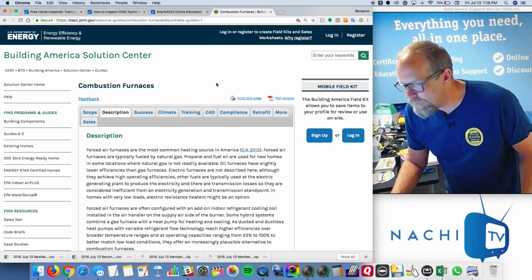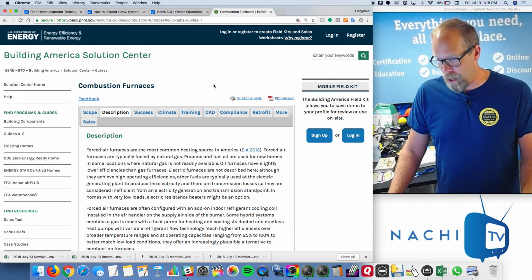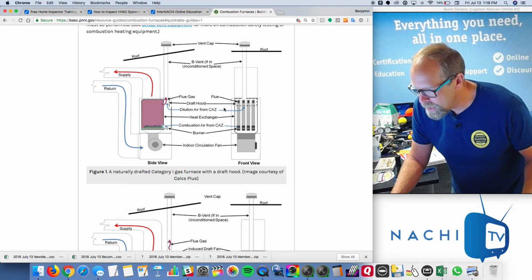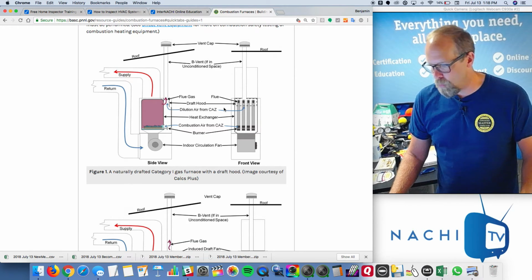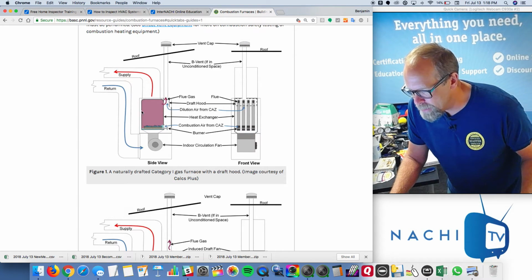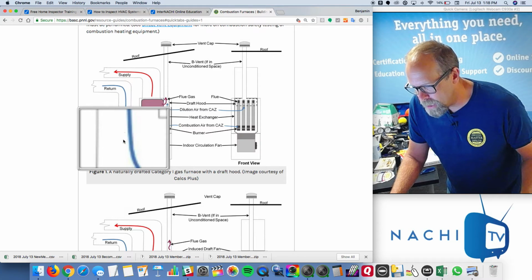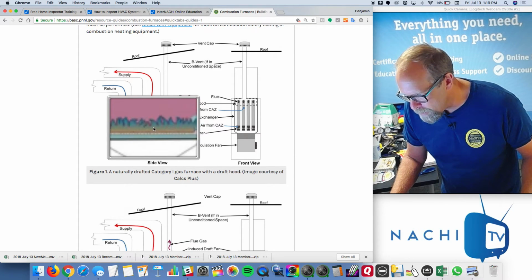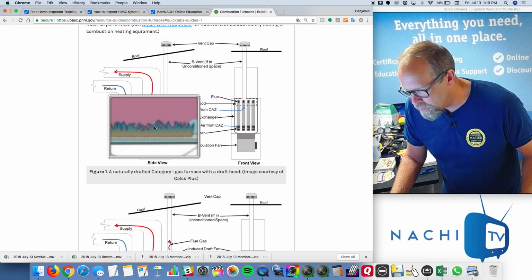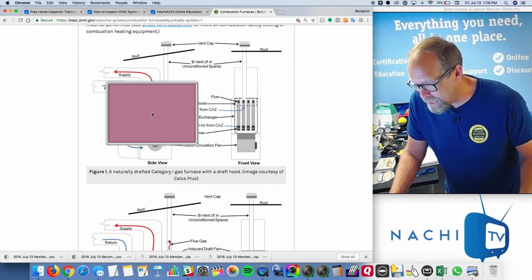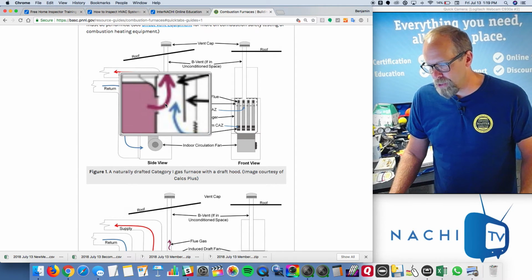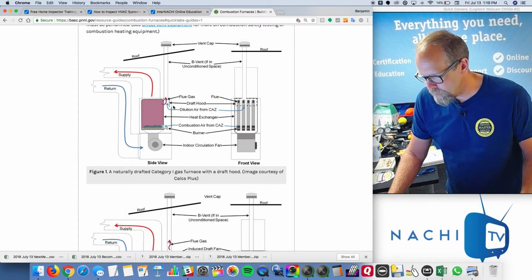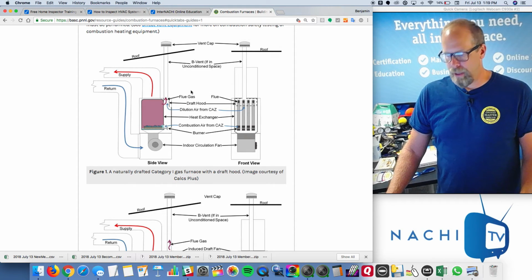Those illustrations are pretty good, but from the Department of Energy Building America Solutions Center, there are a couple other illustrations about Category 1 furnaces. So let's take a look. So this is a naturally drafted Category 1 gas furnace with a draft hood. And you can see the return air coming through the ductwork into the blower fan. And there's the combustion chamber there at the bottom of the heat exchanger where the flames are, standing pilot. The heat exchanger is here. And the flue gases just naturally draft out, which combine with the dilution air from the combustion room. And it drafts out naturally out through the chimney.